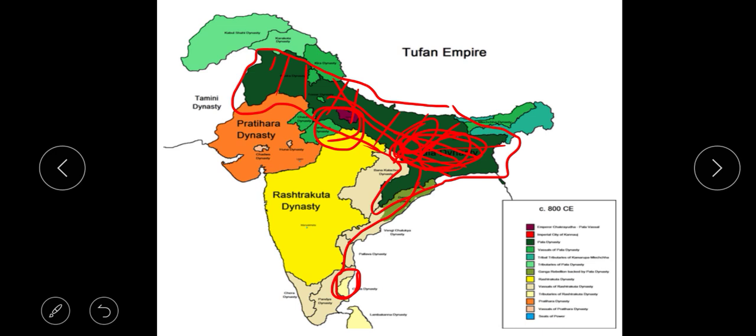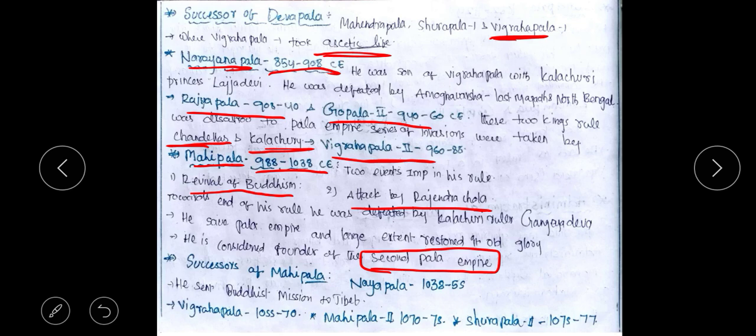What Rajendra Chola did was come and go. It was looting, just for the sake of money. He did not invade the Pala Empire or the empires in and around the Palas. They came, looted, and went back. That's it. But Mahipala is said to have got back most of the territories to his empire. With this we end with Mahipala.